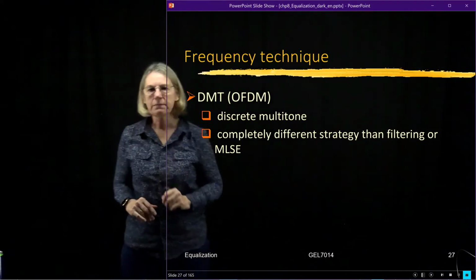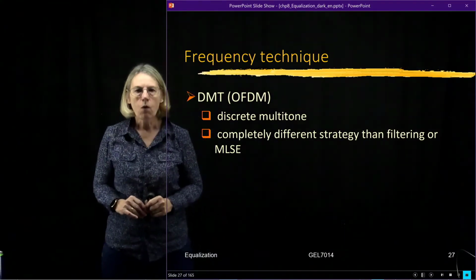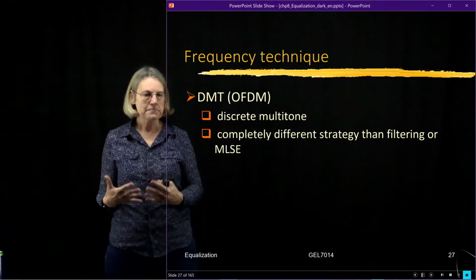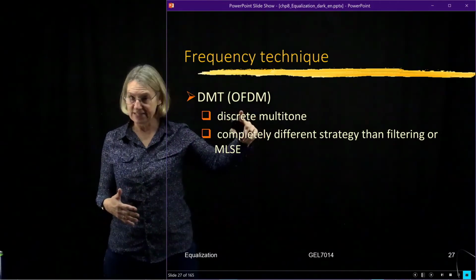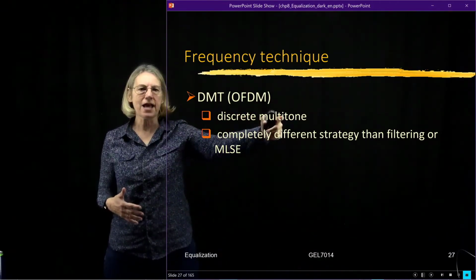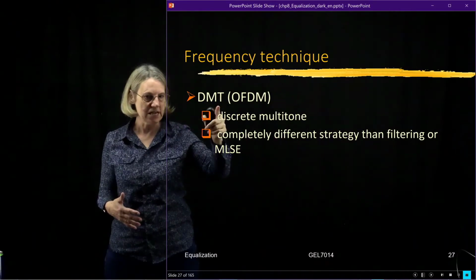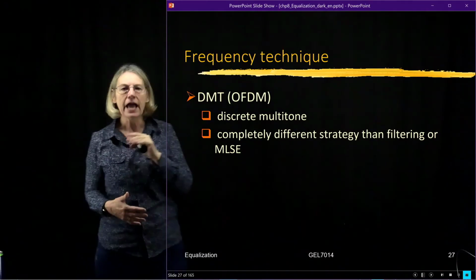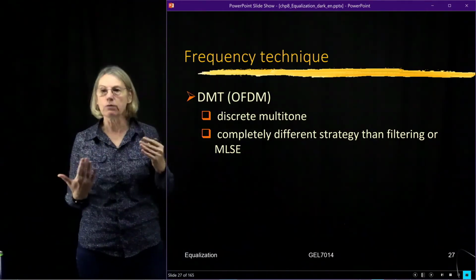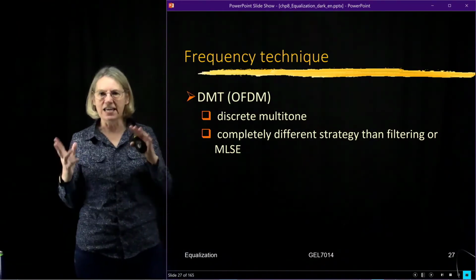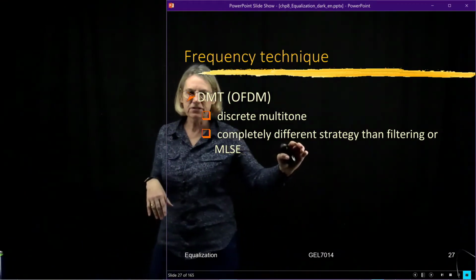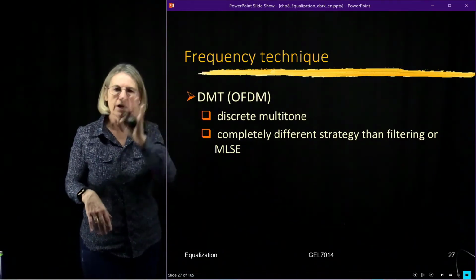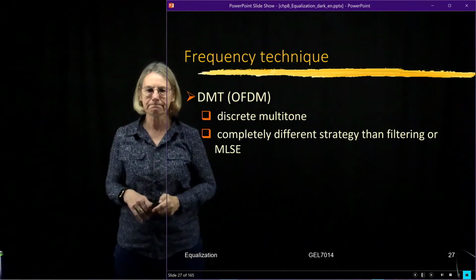That's called discrete multitone, DMT, which is kind of a variation on orthogonal frequency division multiplexing. So I'm going to take the time to introduce what OFDM is as a first step, and then how we use it for DMT. Why, with this approach, can we avoid equalization? That will finish up the discussion of equalization. So it's the anti-equalization, a completely different strategy. No filtering, no MLSE. It's really a trick for avoiding equalization.